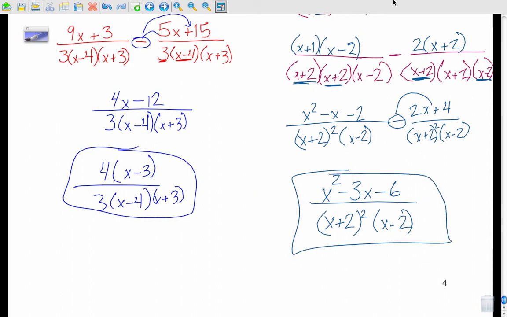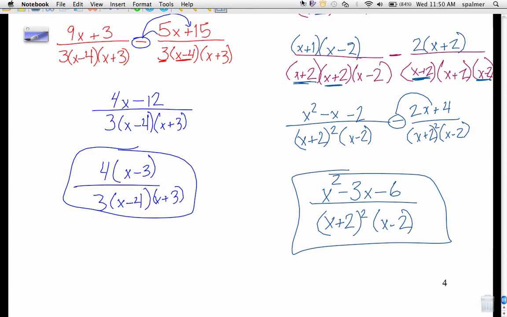The good news for you is that this top cannot be factored, so I'm done.